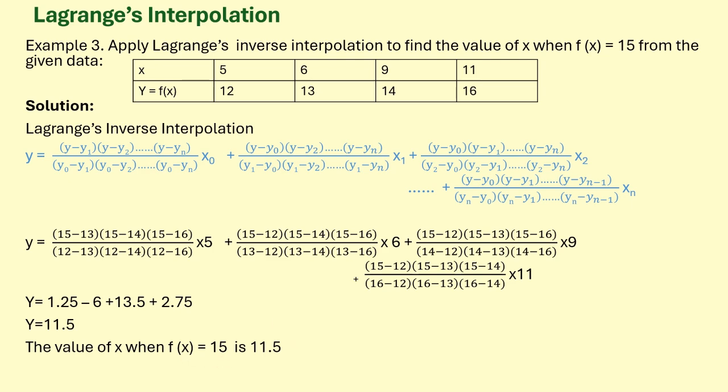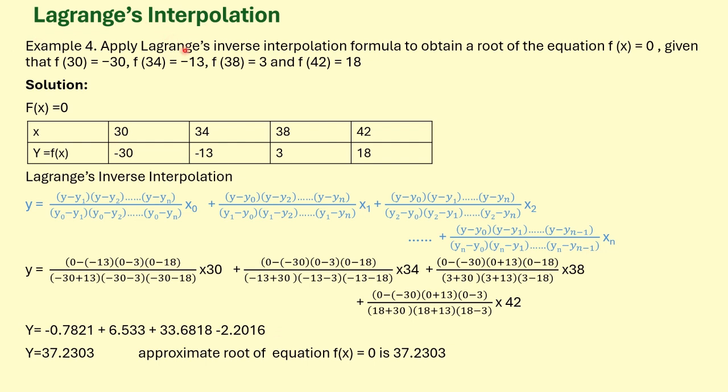We'll see one more example. Applying Lagrange's inverse interpolation formula to obtain a root of the equation f of x equal to 0. So here this value is to be interpolated. Okay, these are the values given. So let's form the table. The value to be interpolated is f of x equal to 0.